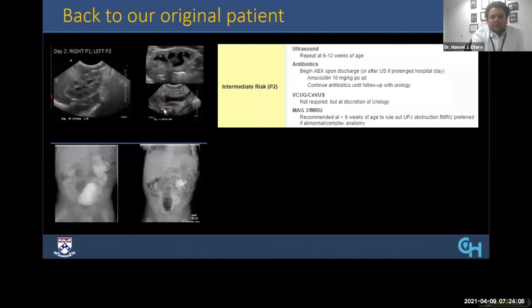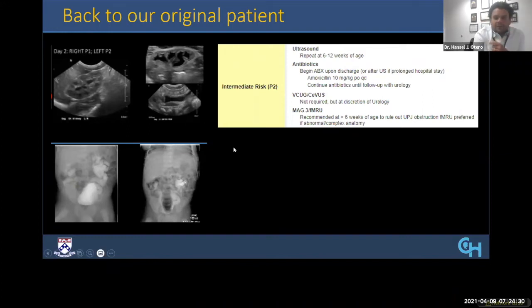All right, so this is our original patient. Again, we did the imaging correctly at day 2, so we diagnosed him with P1 on the right, P2 on the left. We diagnosed him with reflux. So now the question is, what is the function in that baby? For functional analysis, you want to wait at least 6 weeks.